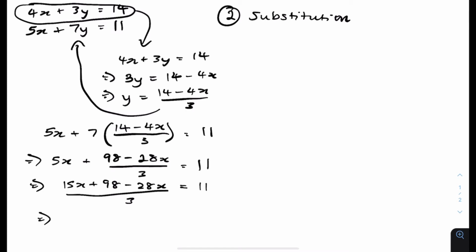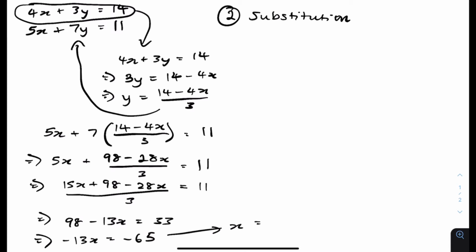Then we can make it 98 minus 13x is equal to 33 if we multiply it out. So negative 13x equals, and then we can do 33 minus 98, which is equal to negative 65. So x is equal to negative 65 over negative 13, which is equal to positive 5. And it gave the same value as our last method, which was that x equals 5.